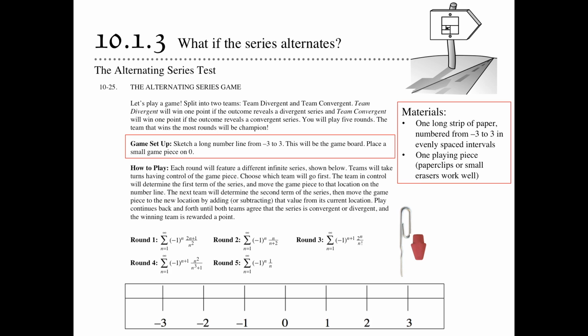Now teams will split into 2 smaller teams and compete against each other in rounds. One small team will be called team convergence and the other team divergence. For each round, the whole group will play together, and if the series that they're testing ultimately converges, then team convergence will win a point in that round. But if the series ultimately diverges and everybody agrees that it does, then team divergence will win. They're going to keep playing until both sides are convinced who the winner will be.